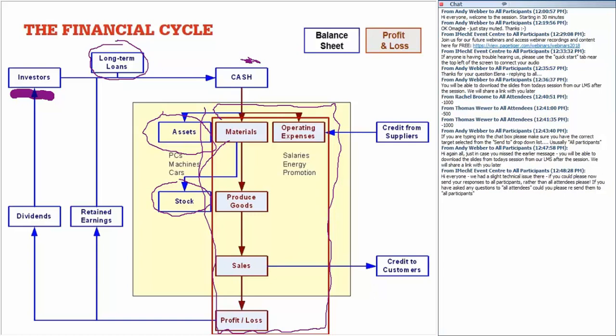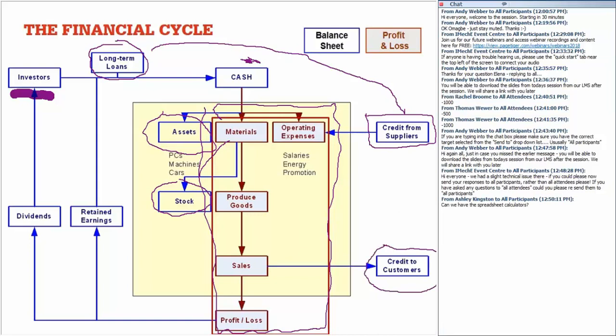However, when we were trading, we didn't pay for everything up front. We got some credit from our suppliers. So that's another liability. It's a little bit like the long-term loans. We owe some people some money.